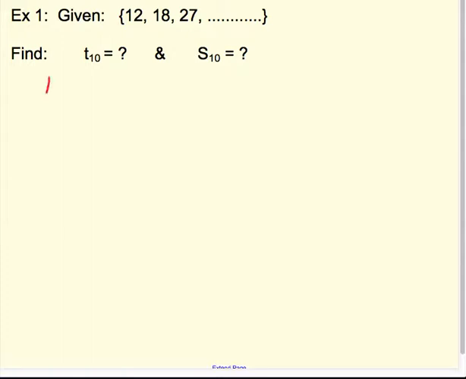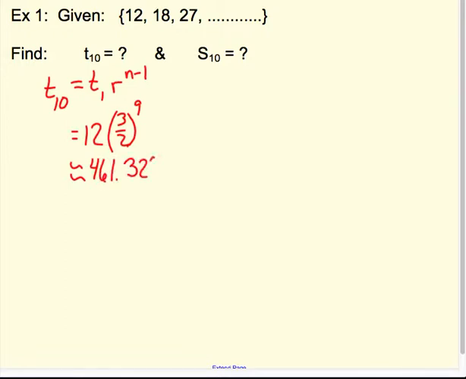So the first thing we need to do is use that explicit formula for the geometric sequence. So the 10th term equals the first term times the common ratio to the n minus 1, or 10 minus 1 power. So our first term is 12. We need to find our common ratio. So 18 divided by 12 would be 3 halves to the 10 minus 1, or 9th power. And I got a decimal on this one. It's about 461.320, if we round to 3 decimal places.